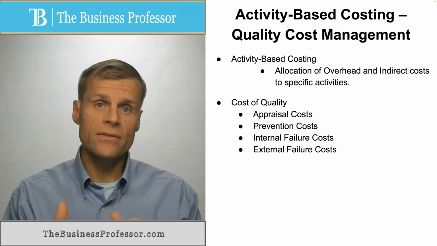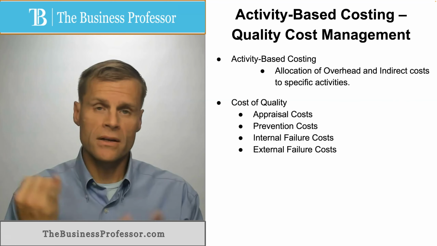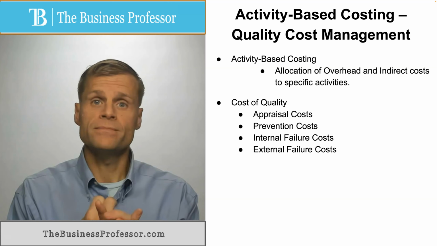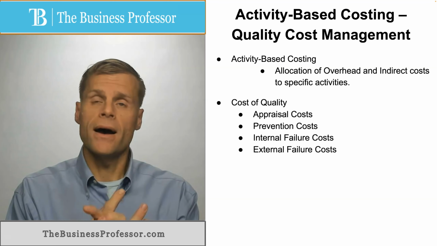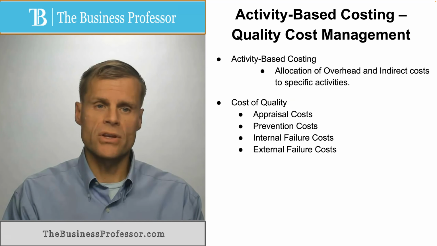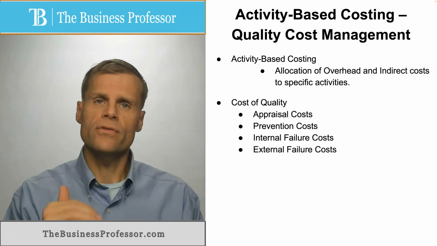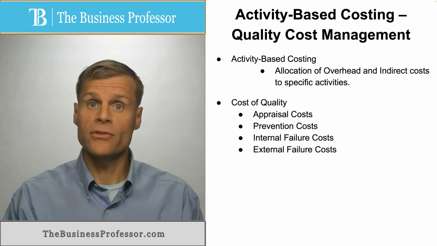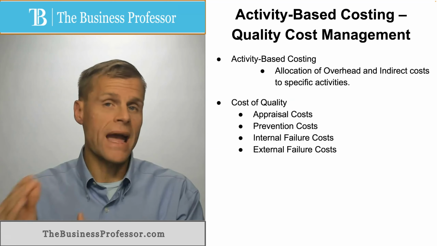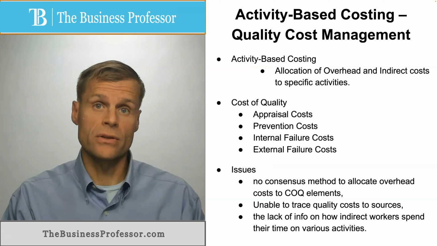But the general activities that go into cost of quality are appraisal, prevention of failures, internal failures, and then external failures, right? So these are four activities that you would have to identify how those costs are allocated to the activities that go into production of the product.